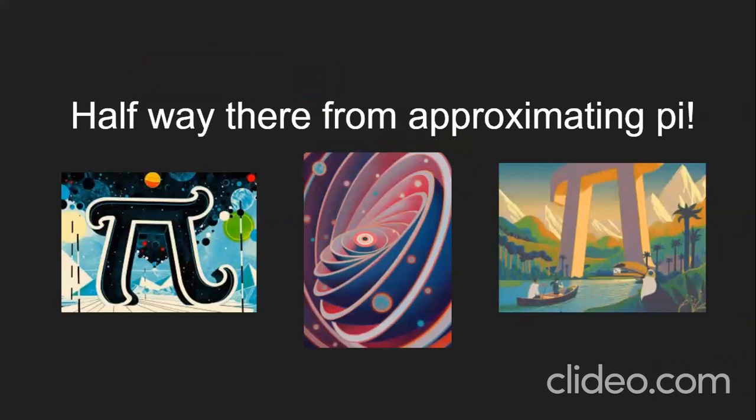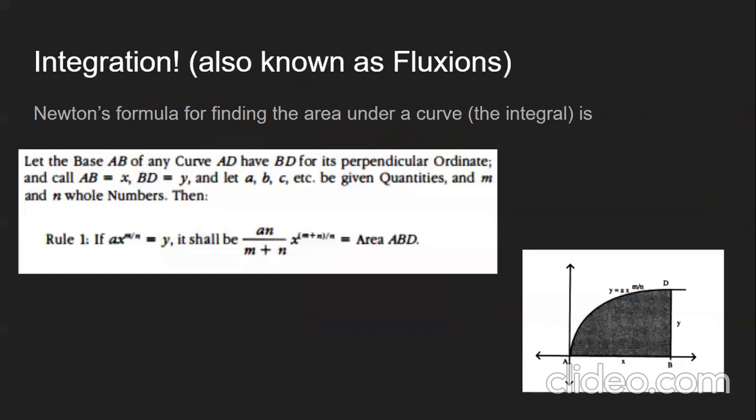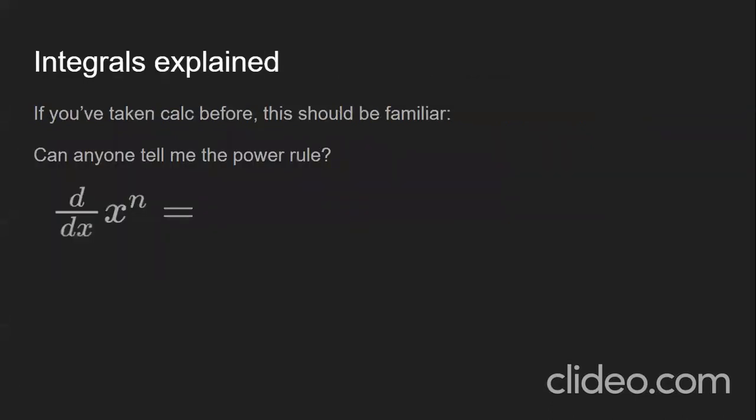Now we're halfway there. We know how to approximate radicals, and I found some cool art. The next part of him finding pi was integration. He called it fluxions. Is that how you say it? Fluxions. And then again, he gave us a scary formula to find it. But if you've ever taken calculus, the way I broke it down, integrals are like you're doing the opposite of a derivative.